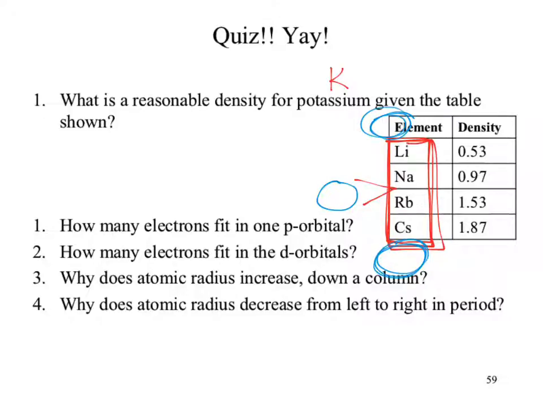How many electrons fit in one p orbital? 6. Okay. We try that again. How many electrons fit in the d orbitals? 10. Okay, so why am I getting a big loud 10 for that, but I got a really quiet 6 for this? Does anybody challenge the 6? Somebody should challenge the 6.